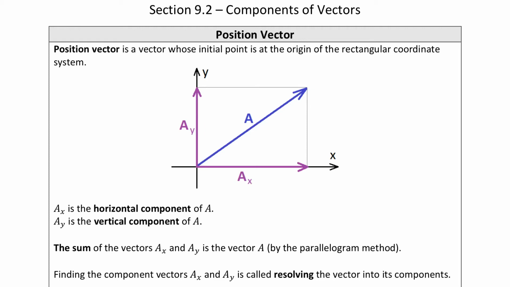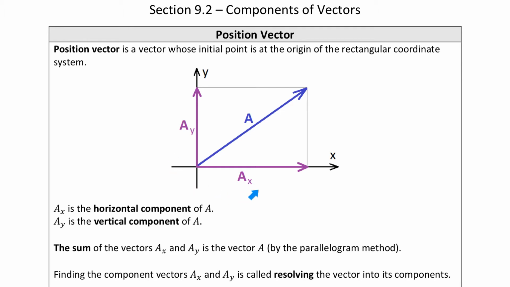This is section 9.2, Components of Vectors. Let's start with a few definitions. The first one is the position vector. A position vector is a vector whose initial point is at the origin of the rectangular coordinate system.